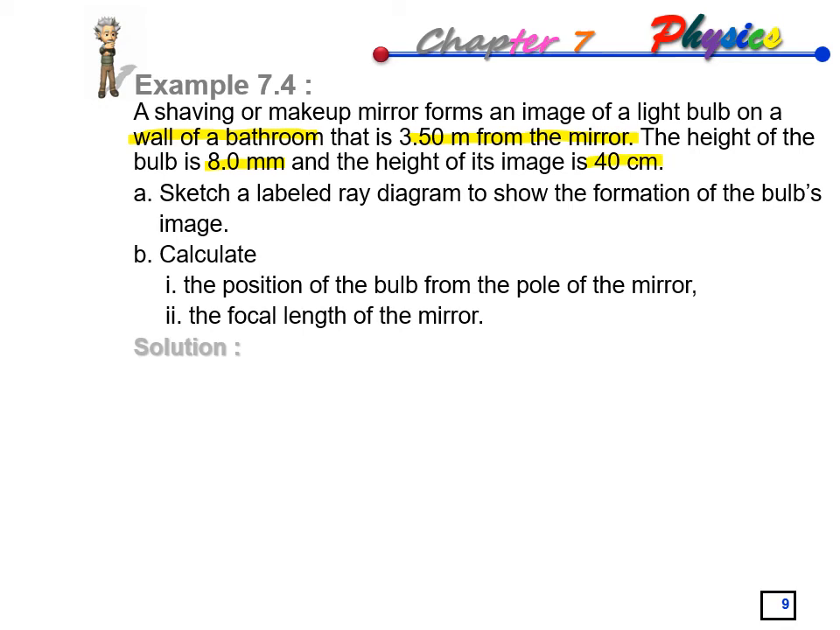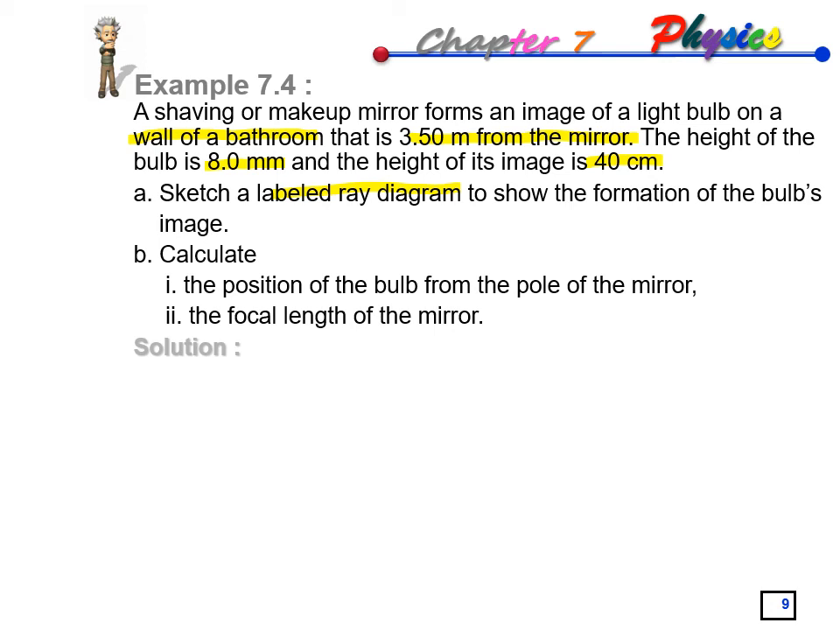The height of the bulb will be your object, and the image is given as 40 centimeter. So by reading the description, we have a real image, because it is formed on a wall. The bulb is 8 mm, and the image is 40 centimeter, so you have a real and magnified image. For this question, they want us to sketch a labelled ray diagram.